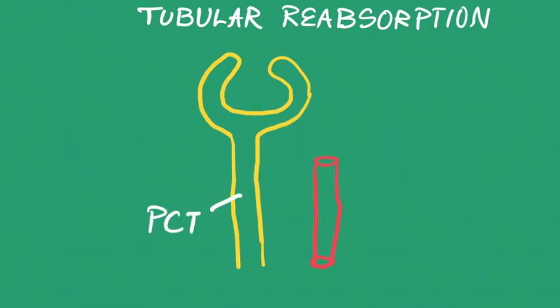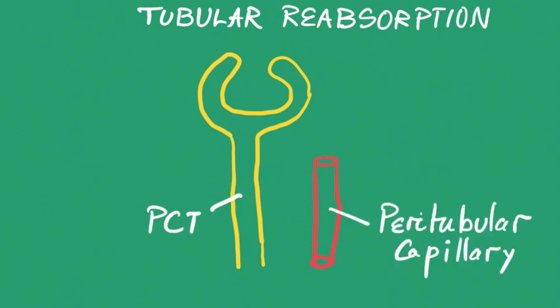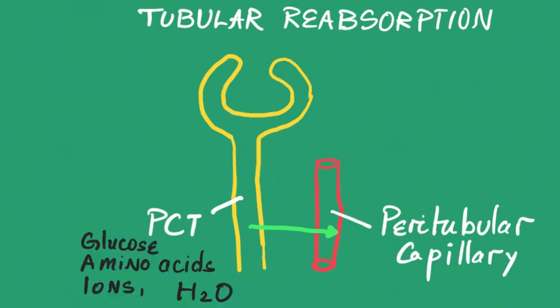So solutes and water move from the proximal tubule to the fenestrated capillary, which is the peritubular capillary. So we're talking about the movement of glucose, amino acids, ions such as sodium, potassium, chloride, etc., and water that move from the PCT to the peritubular capillary.